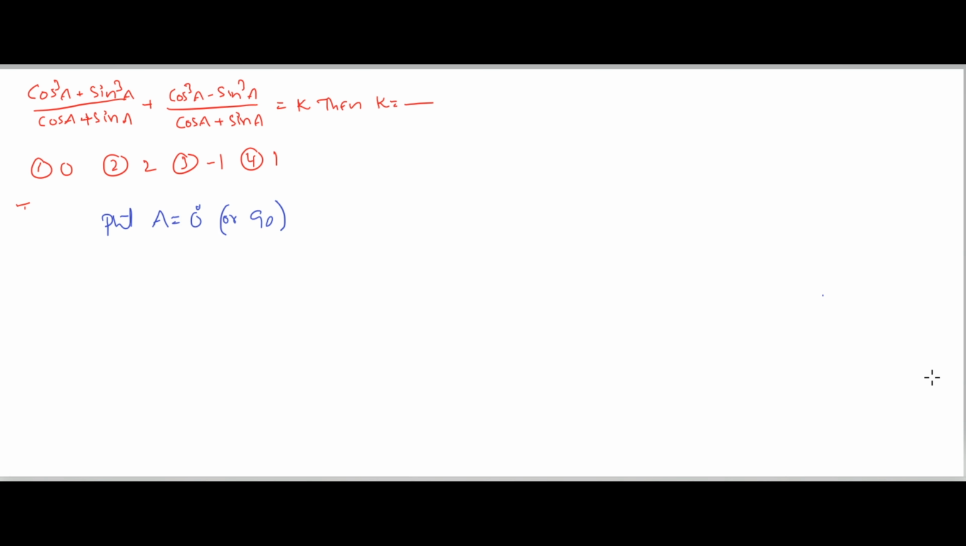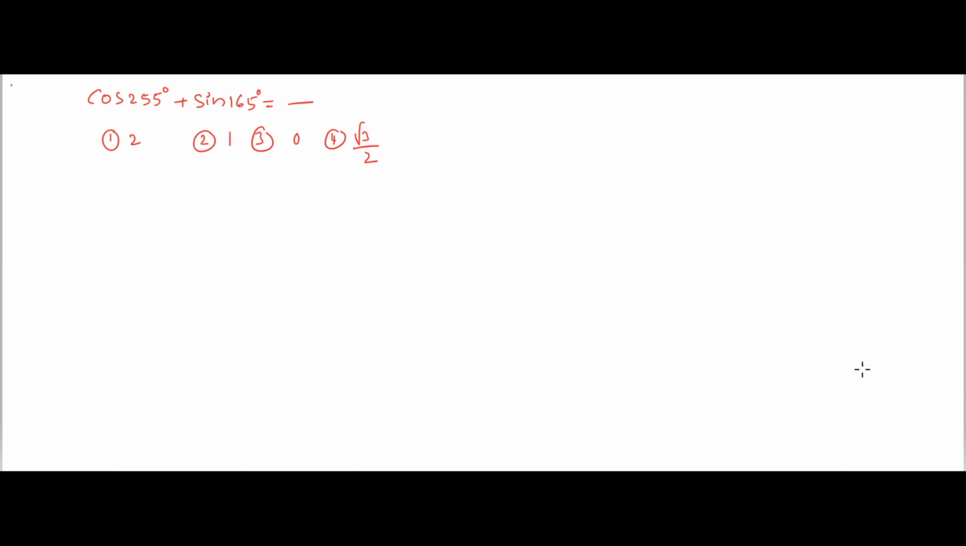So put A equal to 0 degrees. That is cos³0° is 1, plus sin³0° is 0, by cos 0° is 1 plus sin 0° is 0, plus cos³0° is 1 minus sin³0° is 0, by cos 0° is 1 minus sin 0° is 0, that is equal to k. That is 1 by 1 is 1, plus 1 by 1 is 1, that is equal to k, where k is equal to 2. That is the answer. Second option is correct.